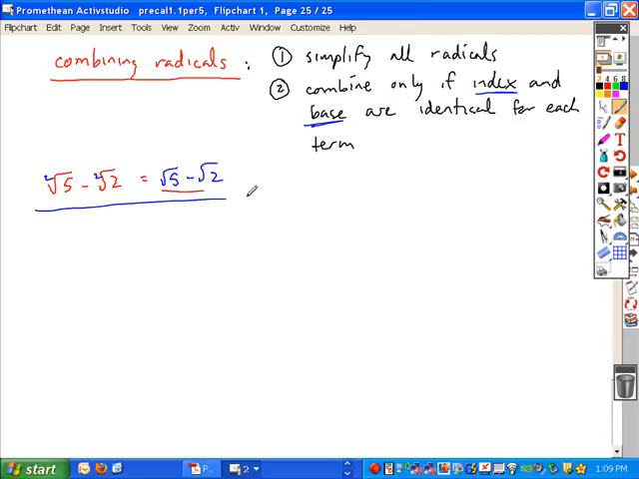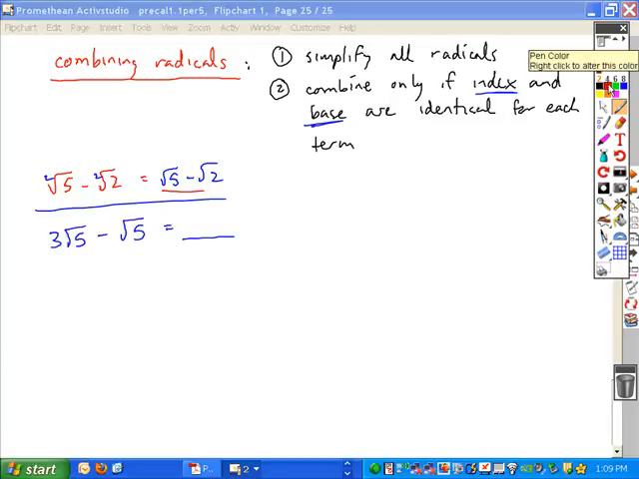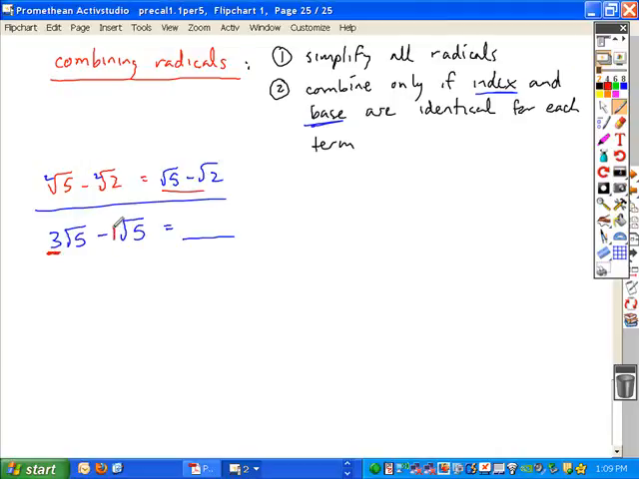Okay, what if I gave you something like this? Can you combine these? Same index, square root, same base, 5. So now it fits this pattern, so you can combine whatever's out front. 3 minus this unwritten 1. 3 minus 1 is 2. Root 5 would be your simplified form for that.